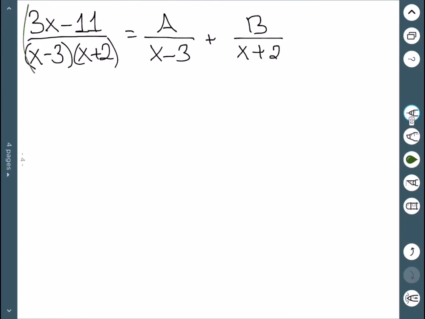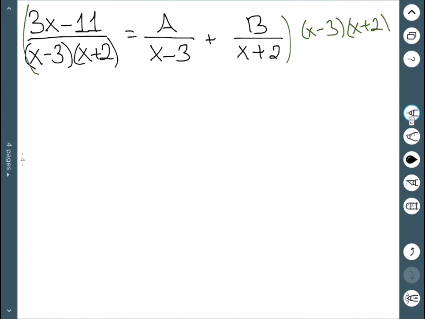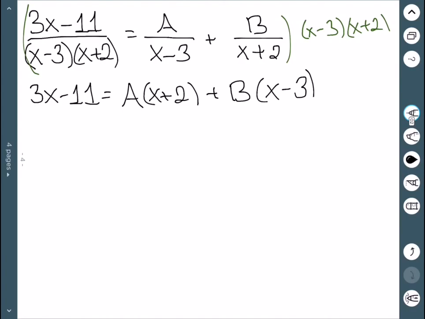From there, we're going to multiply this entire thing by the denominator. Anytime we have an equation with fractions, multiplying by the denominator is usually the first step. On the left, this becomes 3x minus 11. On the right, with a over x minus 3, the x minus 3 terms cancel. I'm left with a times x plus 2. And with my second fraction, the x plus 2's cancel. I'm left with b times x minus 3.